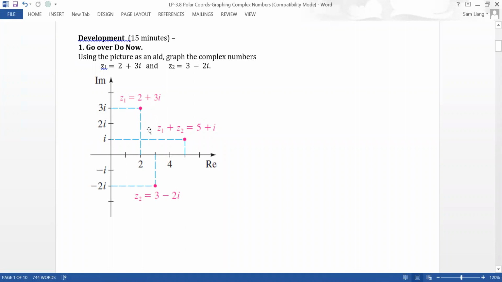and then the 3 will be the vertical coordinate. And then for the other coordinate, it's 3 minus 2i. Don't mind this one. This is the sum, which is another point that the textbook graphed. So the other one is right here. So you go 3 to the right, and then 2 down for negative 2i. Okay, so these are your 2 points right here.